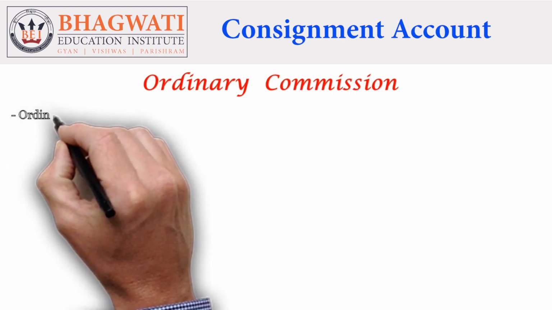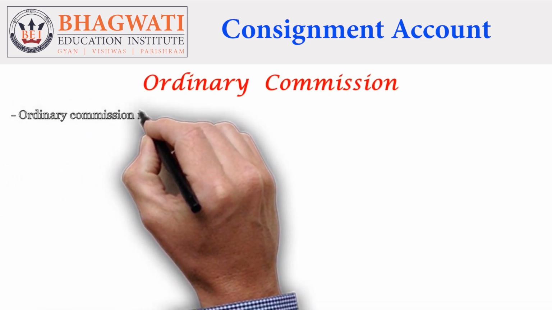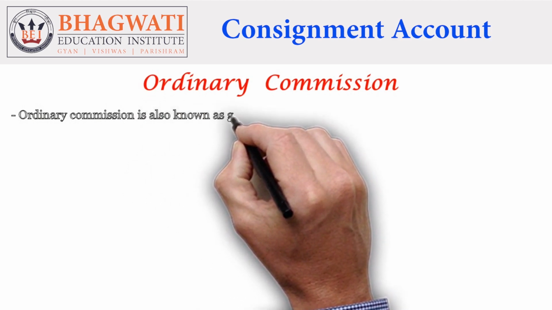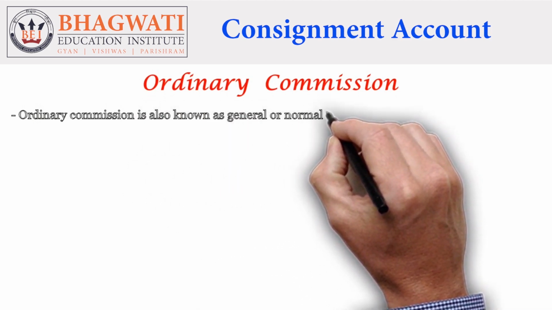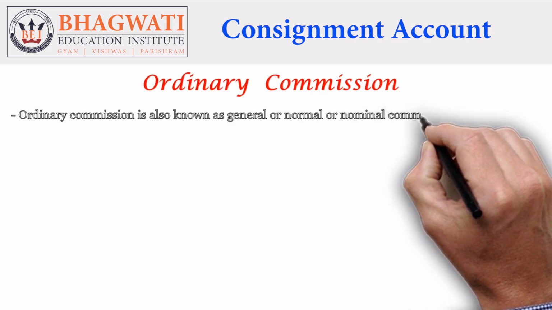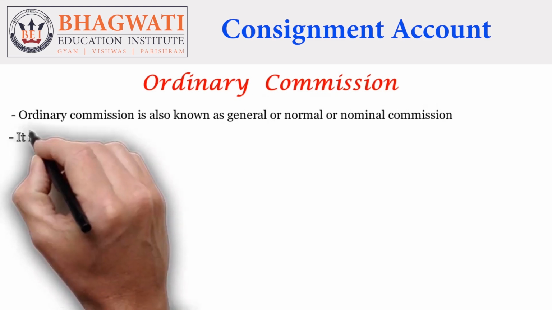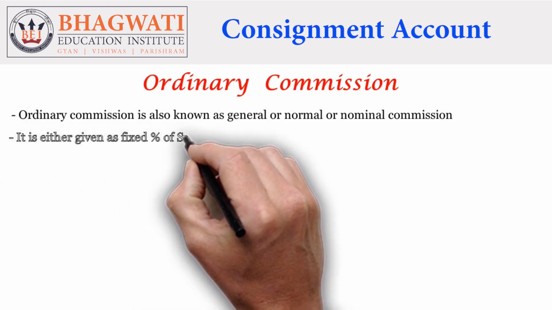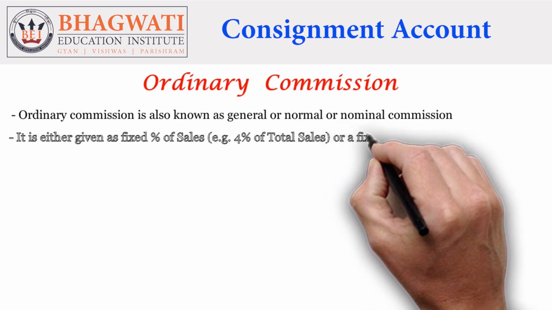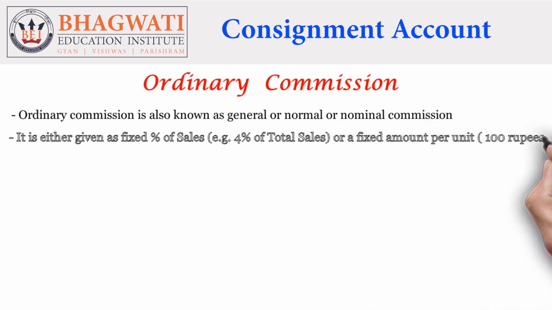How is it calculated? There can be two different ways of calculating this commission. Number one, either the consignor may offer a fixed percentage on sales, like 3% on units sold, 5% on units sold, like that. Or the consignor may offer a fixed amount per unit sold, like rupees 100 per unit, rupees 100 per box, or rupees 100 per meter, rupees 100 per liter, etc. The unit can be anything, right?